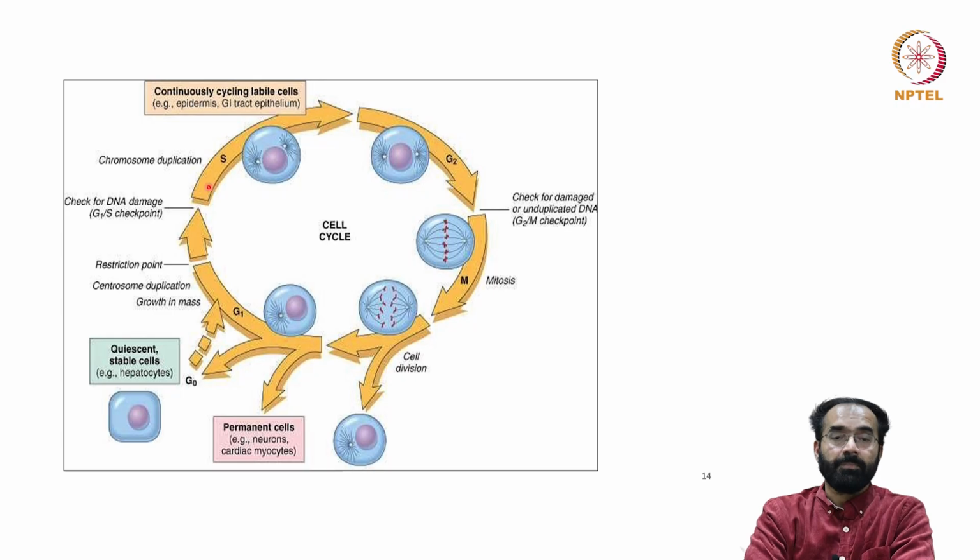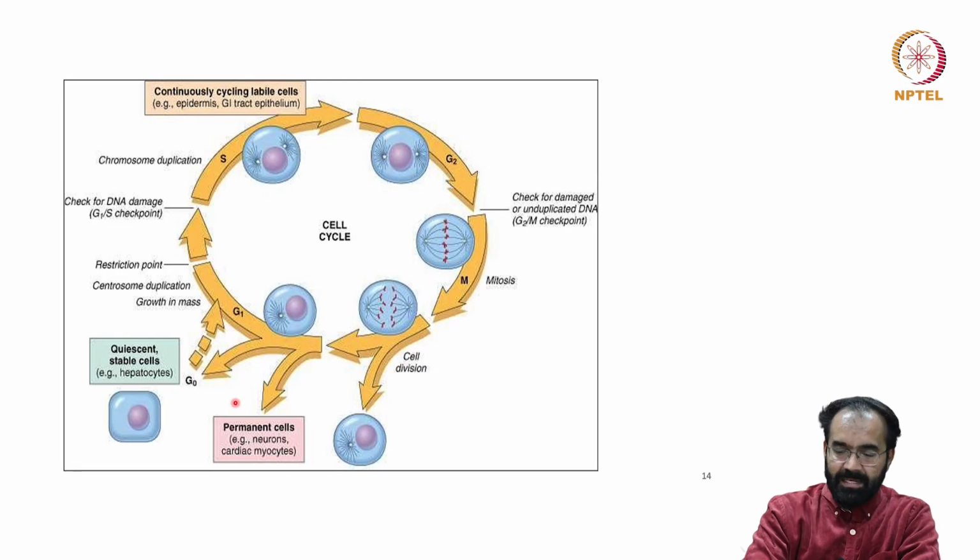Then there is the synthetic phase or S phase, and the continually dividing or cycling labile cells are in this cycling phase, that is G1, S and G2 phase. They constantly keep on doing this, like your epidermal cells and GI tract epithelium. They will not arrest in G0 or this permanent phase. Once they are past the S phase, they get into G2 phase, and once they pass the G2M checkpoint, they get into mitosis. This continues for the continuously dividing cells. Some partially excited ones are quiescent cells, for example hepatocytes, and the permanent cells include neurons and cardiac myocytes.